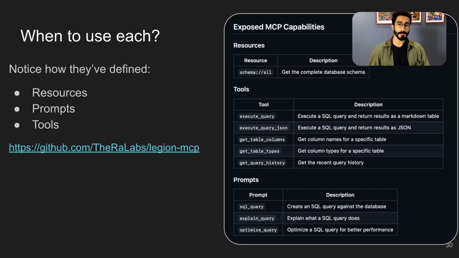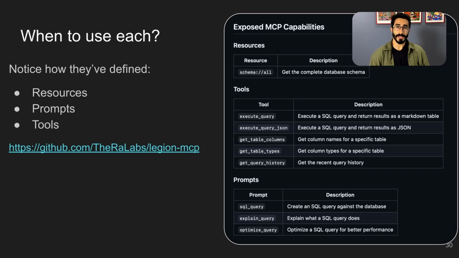I know that sometimes differentiating between resources, prompts, and tools can get confusing. So I brought this example of an MCP server that interacts with the database. Notice how they have defined each of these capabilities. First, we have resources. We have one resource which simply returns the entire schema of the database. Then we have tools, which are mainly for running SQL queries against the database.